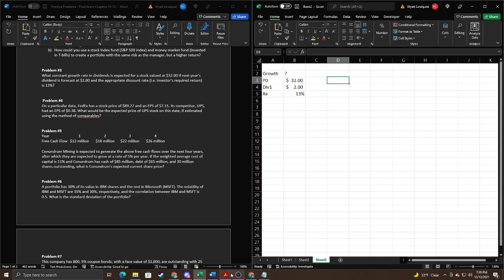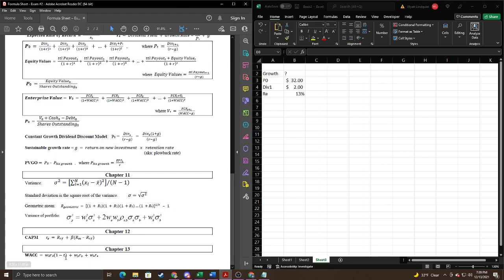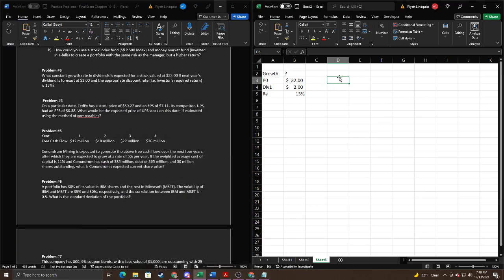Well, we can pull out our handy dandy sheet, and we know that the constant growth dividend discount model essentially gives us that the price at 0 equals the dividend at 1 over R minus G. And we actually have all of that already to an extent. It's going to be a slightly different formula this time, however.